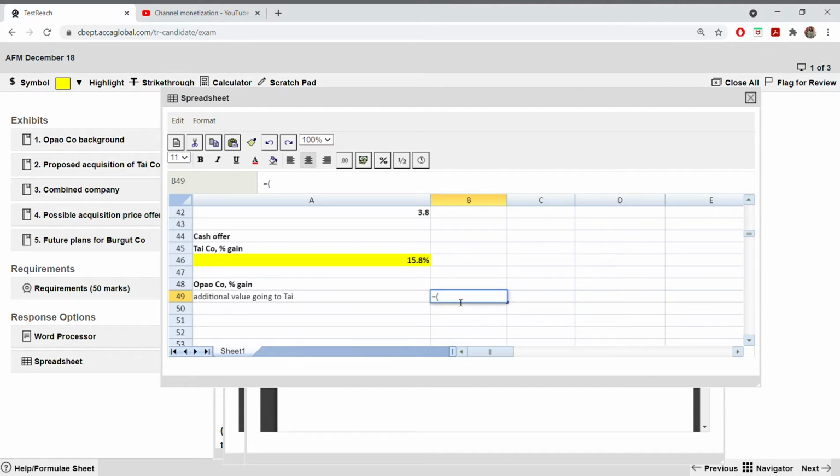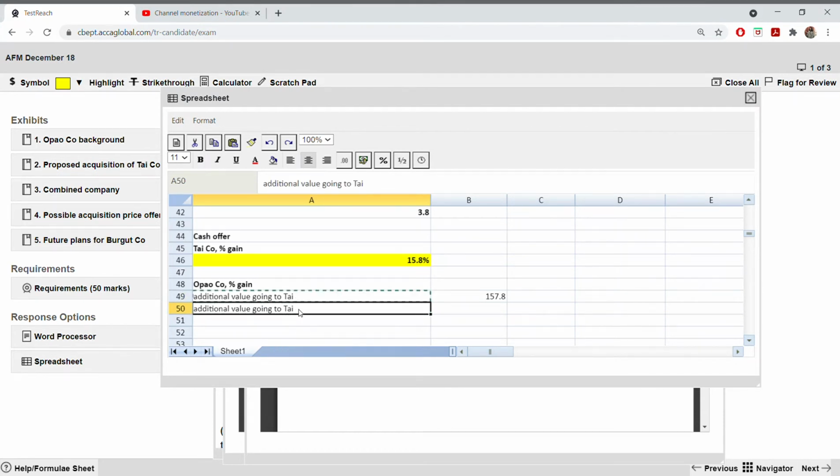Equal to. Remember, we have been given 263 shares, right? So in this 263 shares, 60% is equity. So multiply by 60%, which is 157.8. Okay. Next, additional value going to Oppo. This will be copied and pasted here.